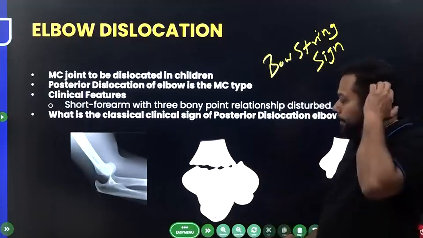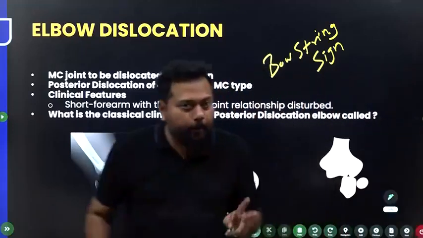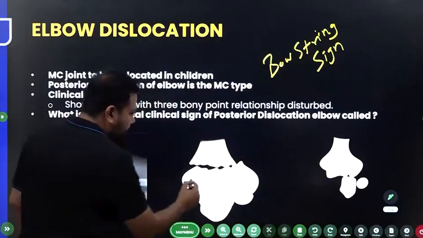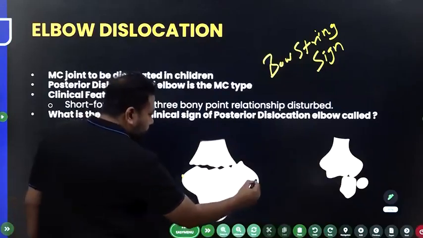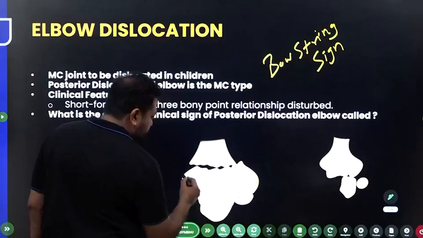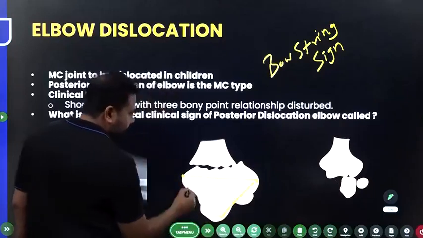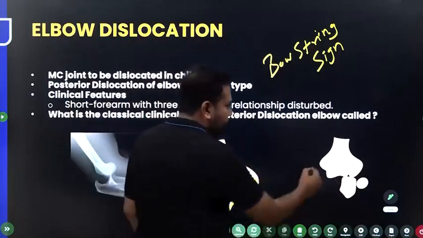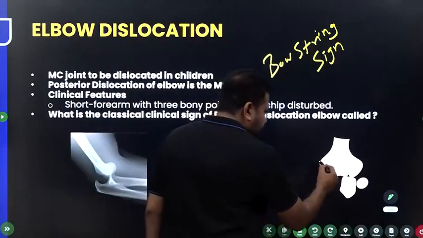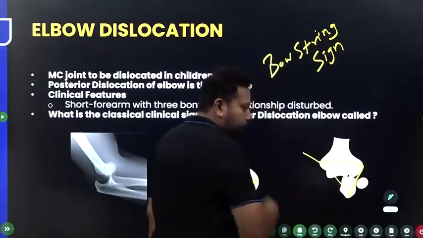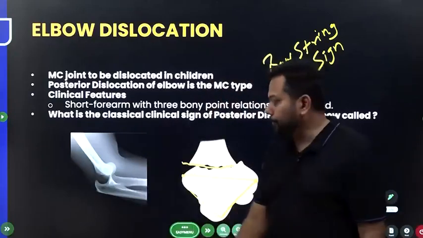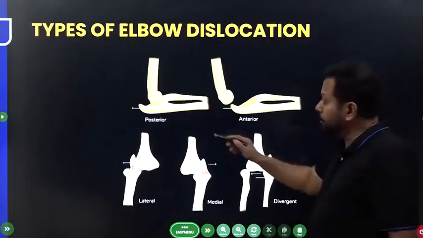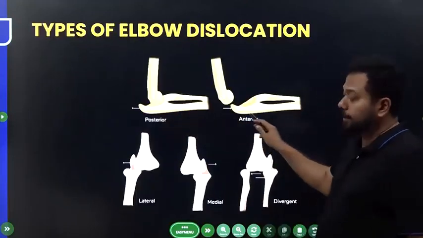And what happened to the three bony prominences? Already I mentioned this in supracondylar fracture. You see, this is a supracondylar fracture. Medial epicondyle, lateral epicondyle, tip of the olecranon. The triangle is well maintained because pathology is above. But here in elbow dislocation, what happened? Pathology is in the joint. So the isosceles triangle is disturbed. It's not maintained. The most common type of elbow dislocation is posterior. Anterior is very rare.